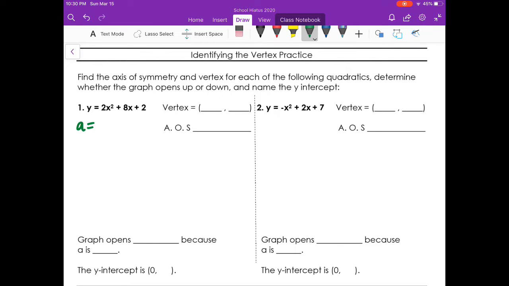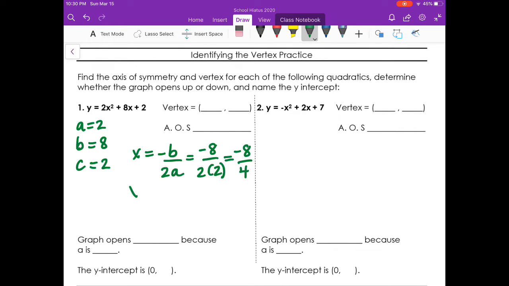Now you're ready to practice identifying the vertex and axis of symmetry for your graphs. We're going to substitute the values for a, b, and c into x equals opposite b over 2a to find the axis of symmetry and x-coordinate of our vertex. Then we'll substitute this x value back into the function to find the y-coordinate of the vertex.